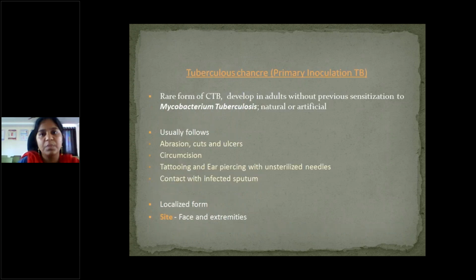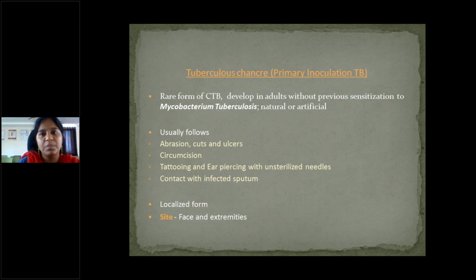First, coming to the exogenous forms, most commonly, tuberculous chancre. This is a rare form of cutaneous TB and develops in adults without any previous sensitization. That is, they won't have any vaccine, and usually it follows any previous breach in the skin: abrasions, cuts or ulcers, circumcision, tattooing or ear piercing with unsterilized needles, contact with infected sputum. These conditions will lead to tuberculous chancre.